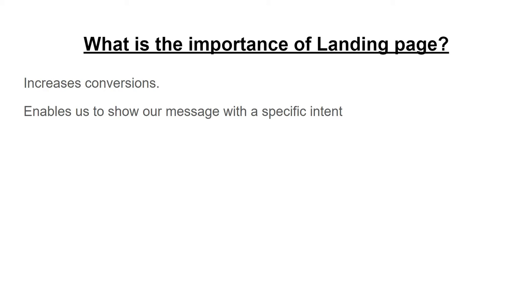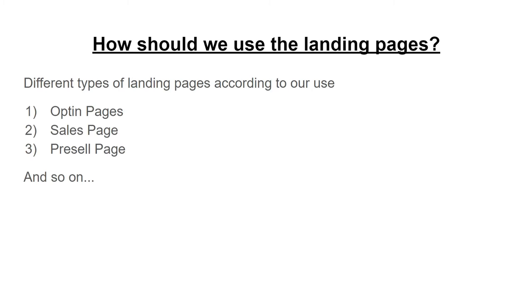The second point is, of course, it enables us to show our message with a specific intent. Now that intent could be selling, that intent could be making them opt in, that intent could be just showing them our content. So based upon our use, the landing pages are divided into different types. Now how should we use the landing pages? As we told you, there are different types of landing pages. So that could be an opt-in page, sales page, pre-sale page. So based upon the kind of results which we want, we make different types of landing pages.